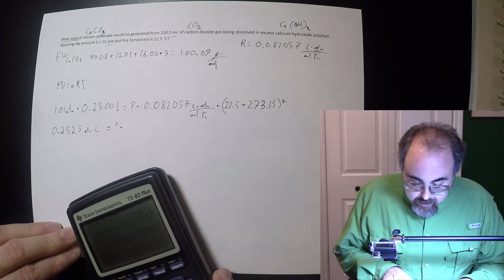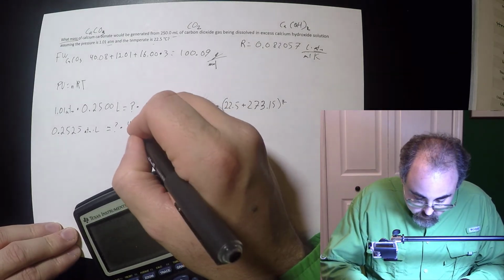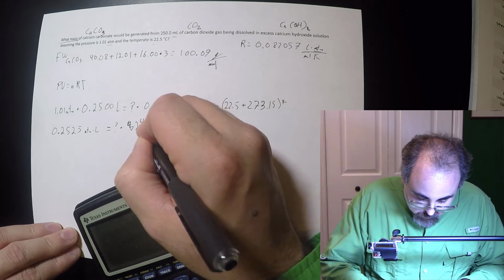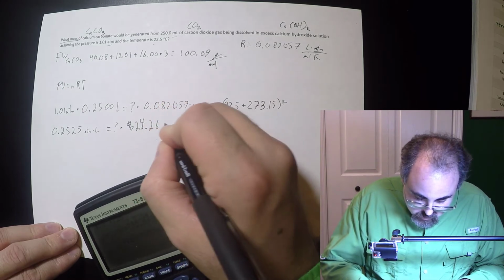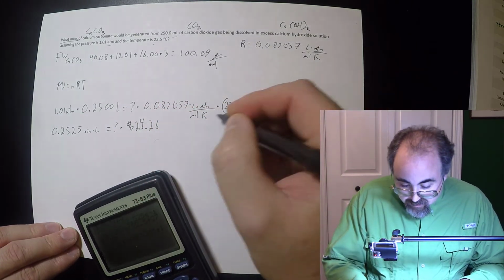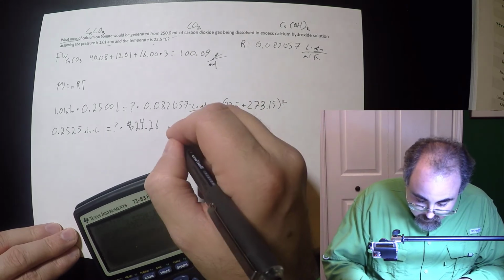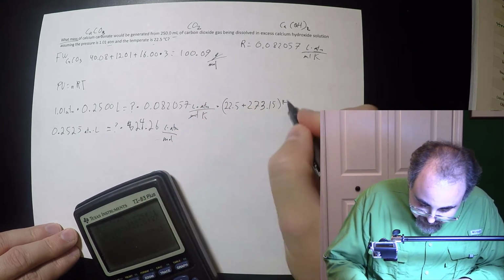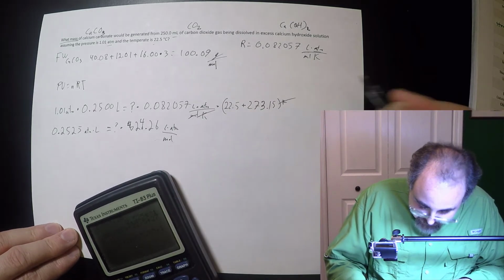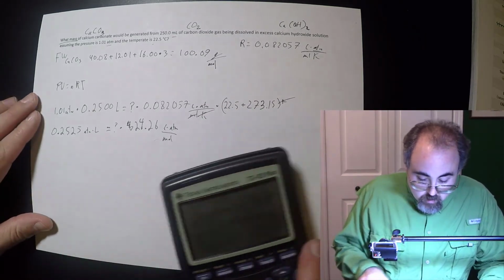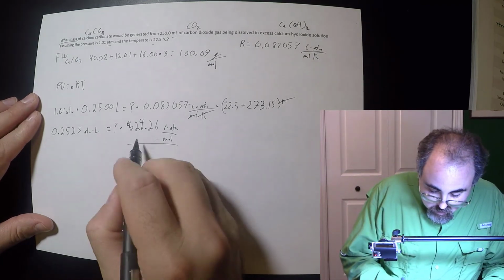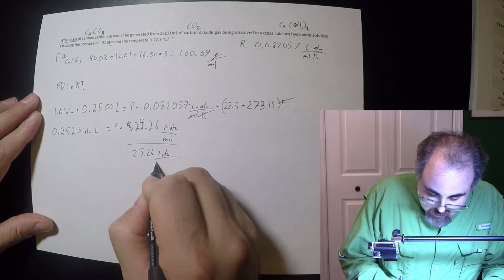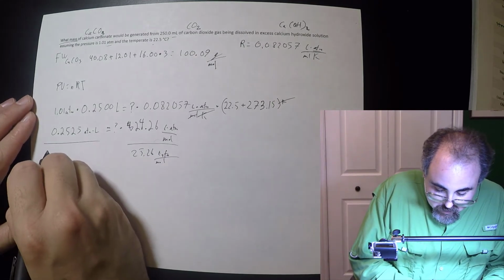And now I get times 24.26, let's see, what do I have here? Liters atm moles, because, no, that didn't cancel, but that canceled with that. Okay, so now I'm going to take this side and divide it by the other, so 24.26 liters atm moles divided by 20.